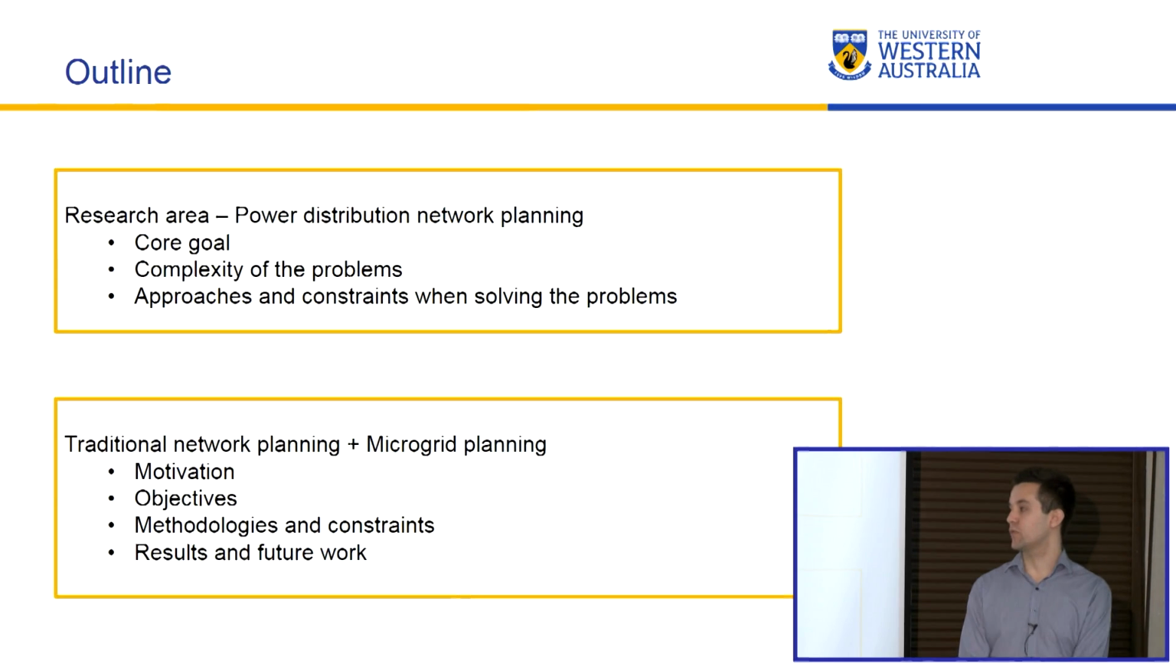We'll then go into looking at two applications. One is in traditional network planning and the other in microgrid planning. And for each of these different approaches, we'll look at the motivations, the objectives behind them, some of the methodologies that we have trialed, and the constraints that we've modeled, as well as some results when applied to real networks, as well as future work which we're presently undertaking.